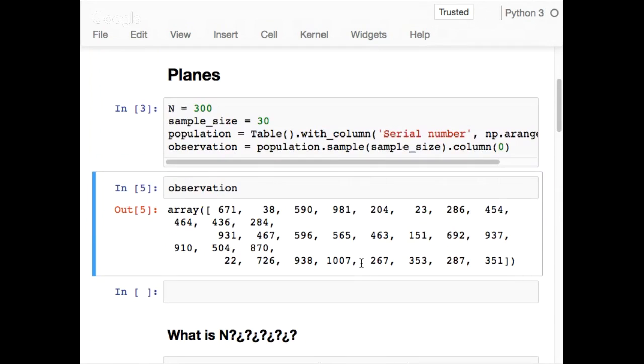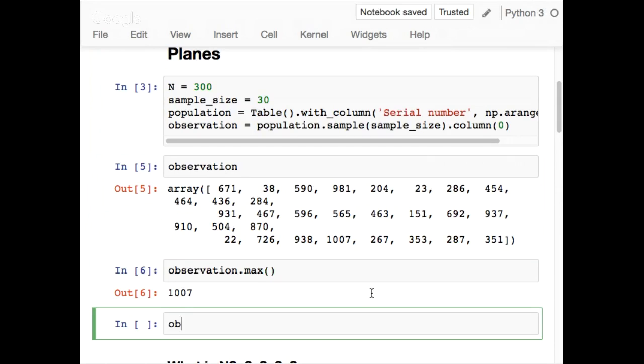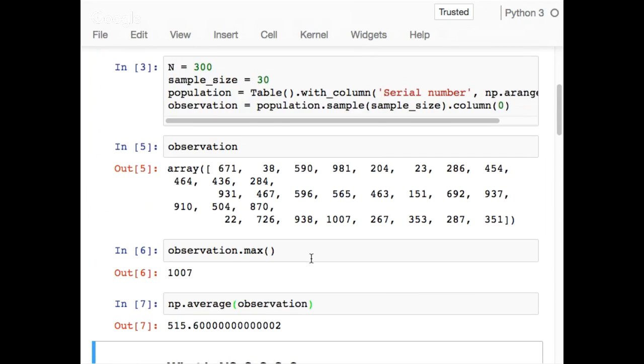Talk with your neighbor about what you think the actual value of n might be. So if n was actually 300, I would not be able to observe this, right? What do you think the actual value of n is? I'll give you some hints. Here is observation.max. Here is observation mp.average observation. Okay. All right, go talk.